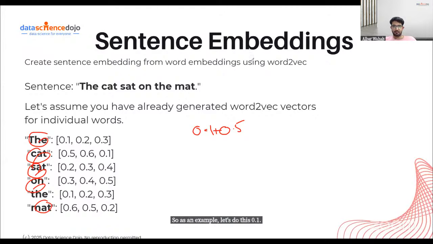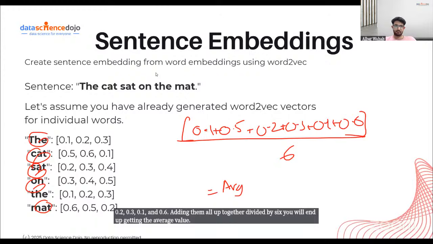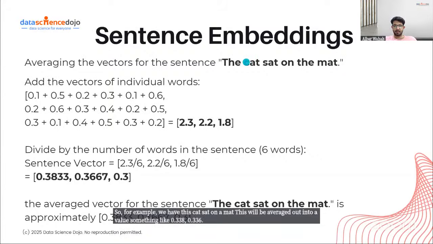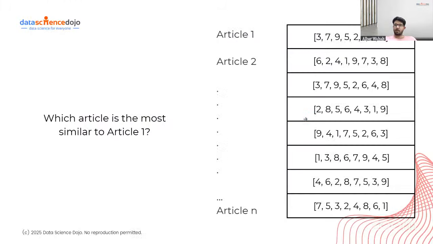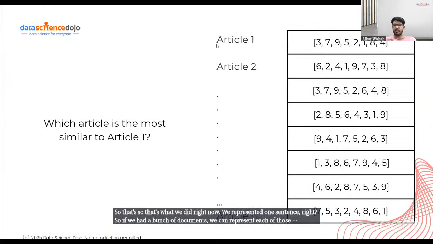So as an example, let's do this: 0.1, 0.5, 0.2, 0.3, 0.1, and 0.6. Adding them all up together and dividing by 6, we will end up getting the average value. So for example, we have this cat sat on the mat. This will be averaged out into a value something like 0.338, 0.56, and 0.3. So that's what we did right now. We represented one sentence, right? So if we had a bunch of documents, we can represent each of those documents with their respective representation.